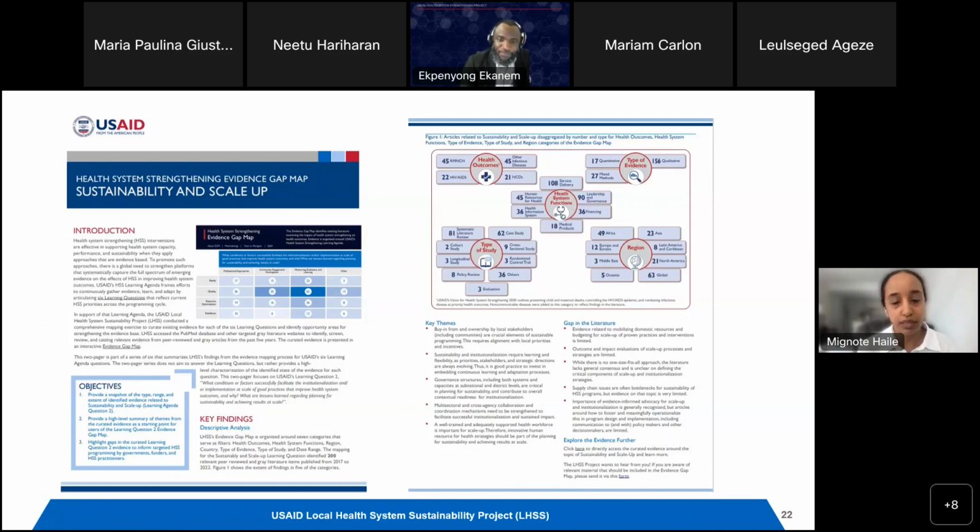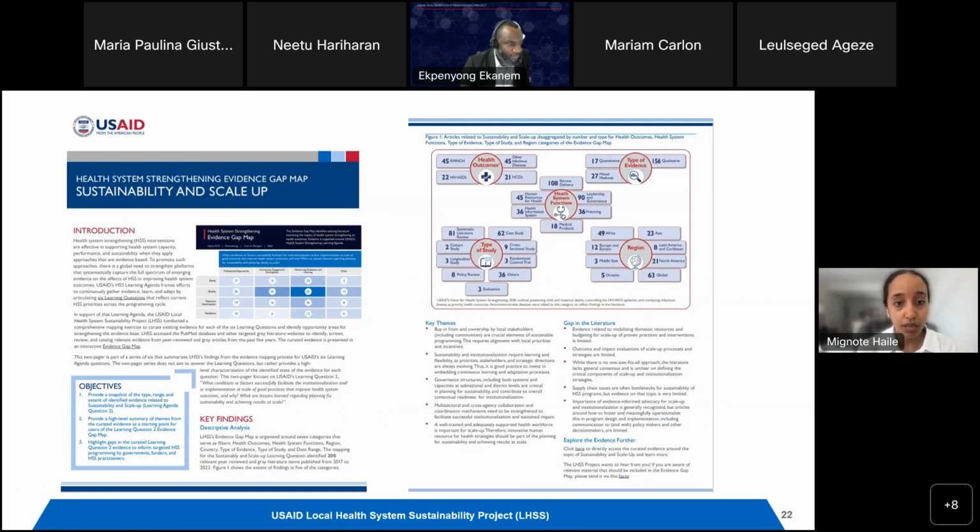Just to give you a bit more context on this product, these are 2-pager briefs that share our characterization of the evidence and are intended to be a starting point for users who want to get a sense of what we found for each of the learning questions before or after delving into the detailed articles.